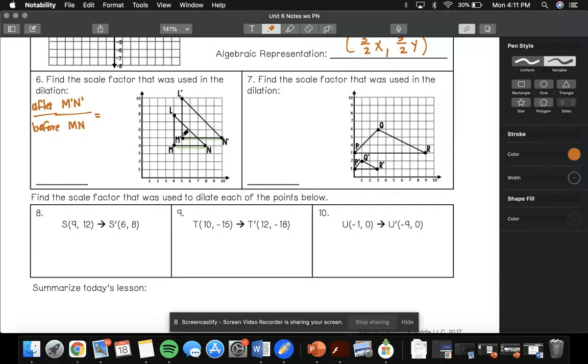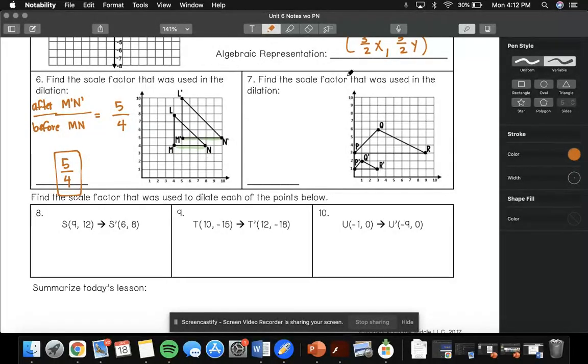So I'm just going to count. The after is 1, 2, 3, 4, 5 long. And the before is 1, 2, 3, 4 long. I can't really simplify that. We could make it a decimal, but there's no point really. This scale factor is 5/4.